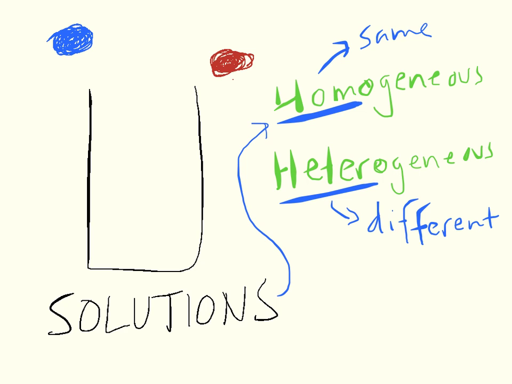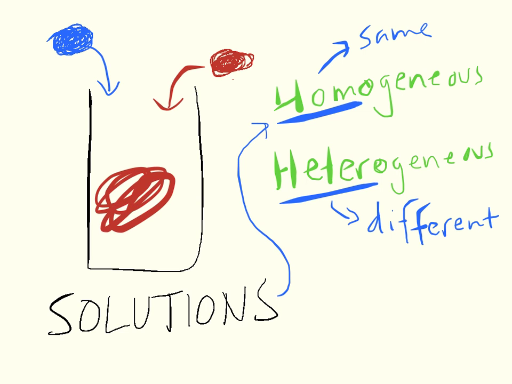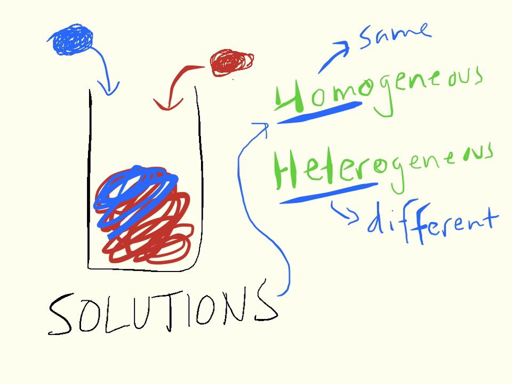So, for example, if we mix this blue substance in with this red substance, and they get mixed up nice and evenly, so we have the red and the blue evenly mixed, we would say this is a homogeneous mixture and we would call it a solution.